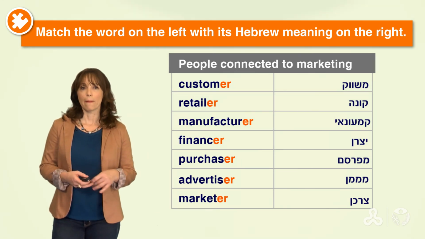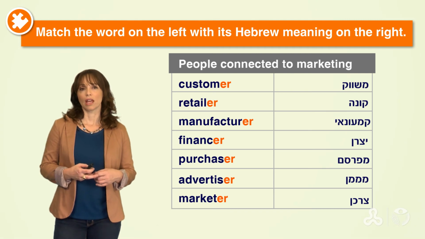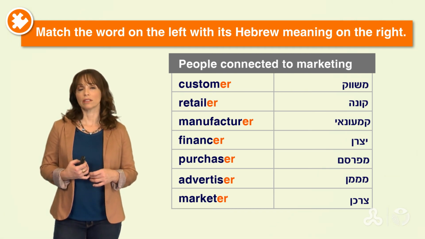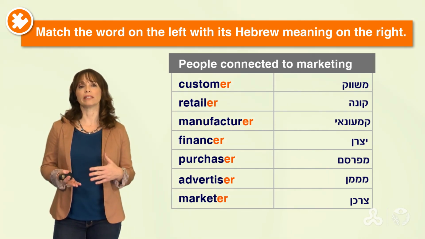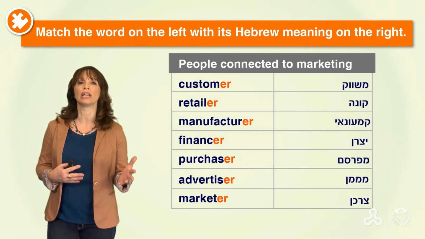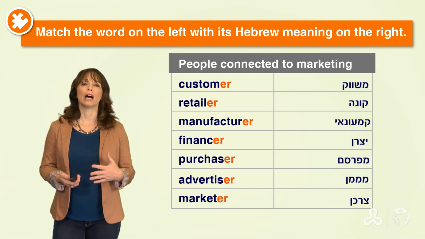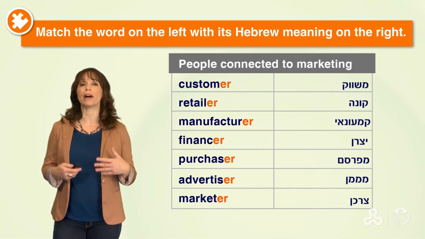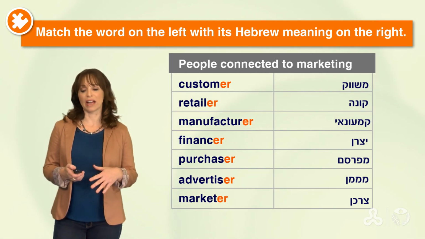So we have words like customer, retailer, manufacturer, financer, purchaser, advertiser, and marketer. So look at the meanings in Hebrew and try to match the correct meaning in Hebrew to the word in English. Now before you go to the dictionary, try and see how many of them you know by yourself, and the words that are left, and go to the dictionary and find the meaning for them.